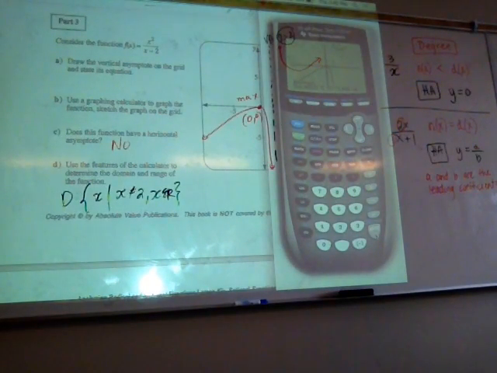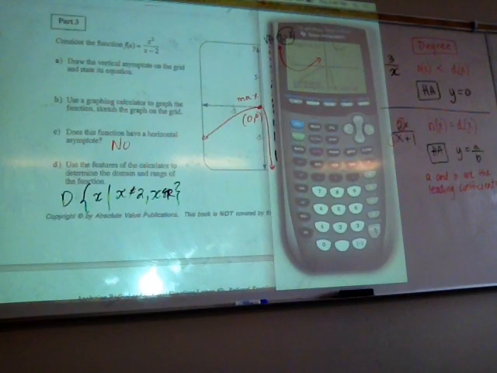Now we're going to calculate our minimum. So second trace, number 3, and just watch as I move my cursor. I'm going to move it to the right, and it's on the lower curve, and all of a sudden it's just going to jump up to the top curve. That's where I want to be.